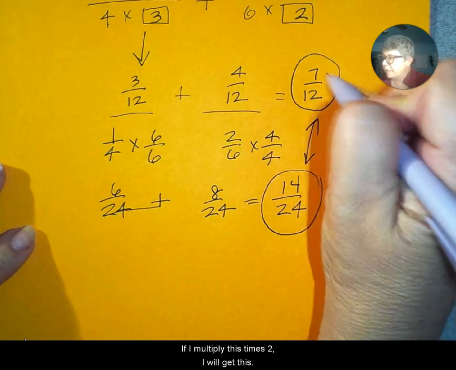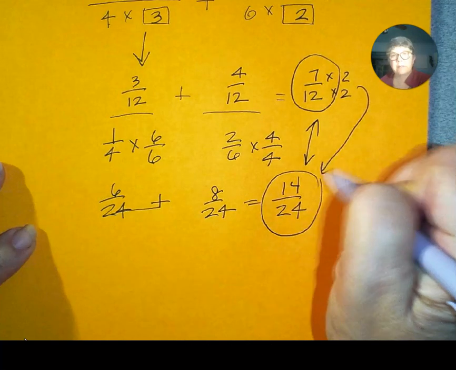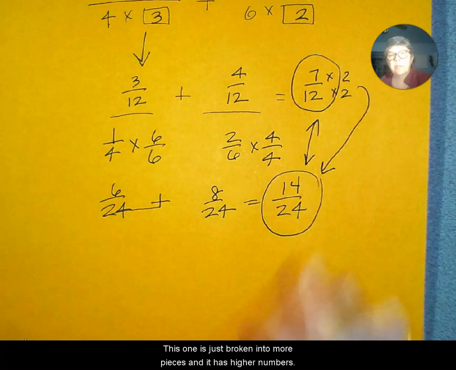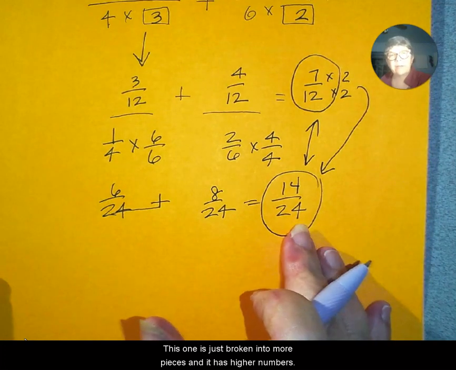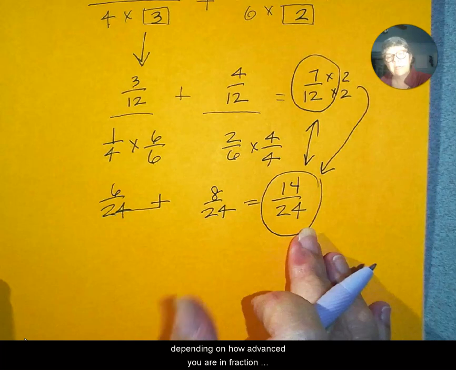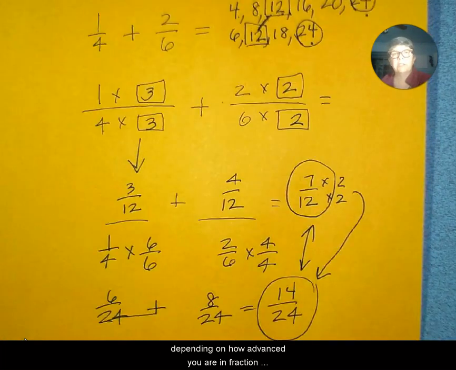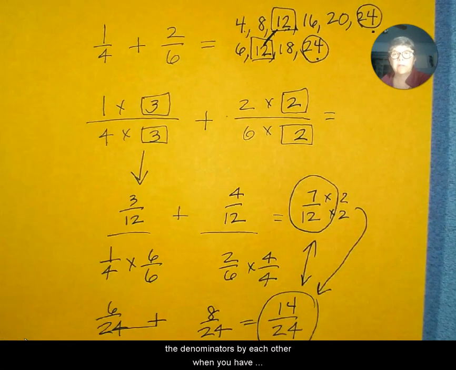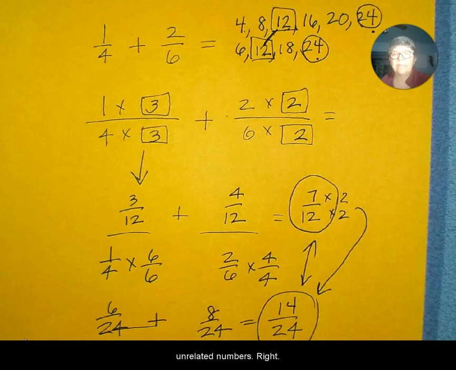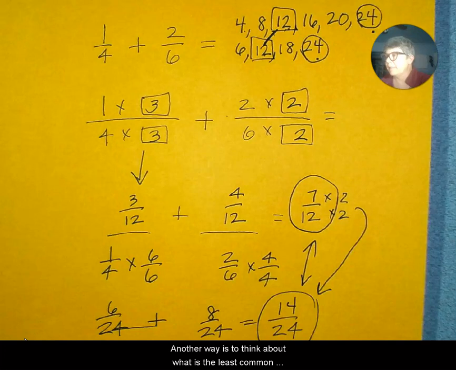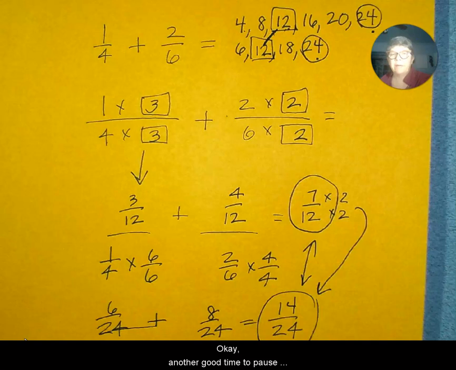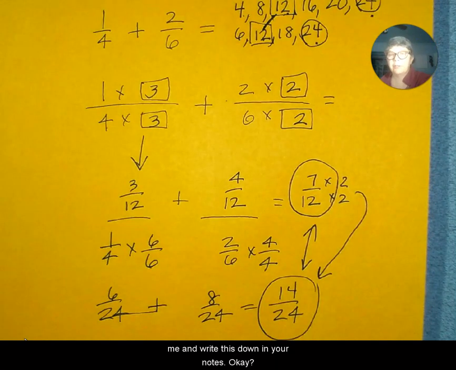These two numbers are equivalent, right? If I multiply this times 2, I will get this. Okay? So it's the same amount. This one is just broken into more pieces, and it has higher numbers. So, like I said, depending on how advanced you are in fraction understanding, one way is to always multiply the denominators by each other when you have unrelated numbers, right? Another way is to think about what is the least common multiple that you have there. Okay? Another good time to pause me and write this down in your notes.